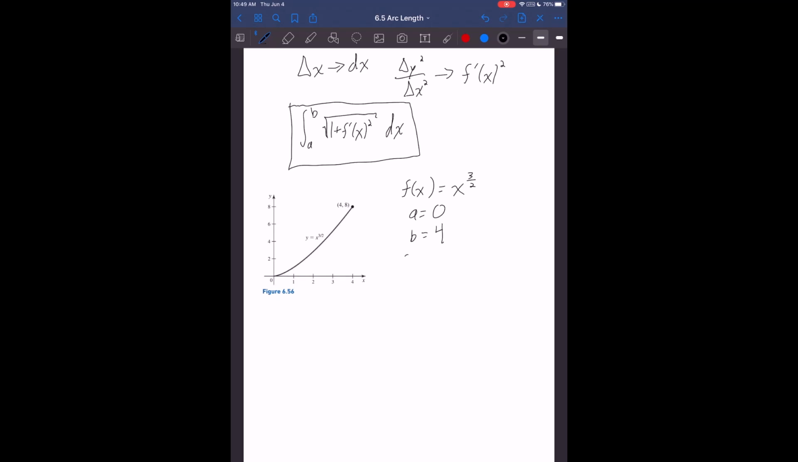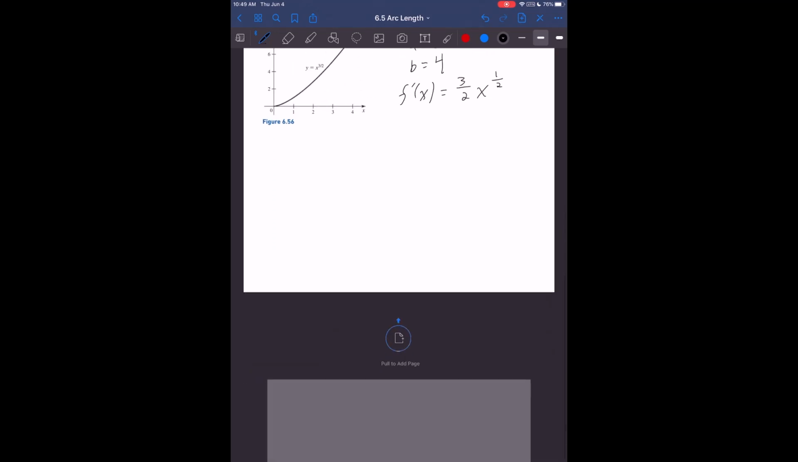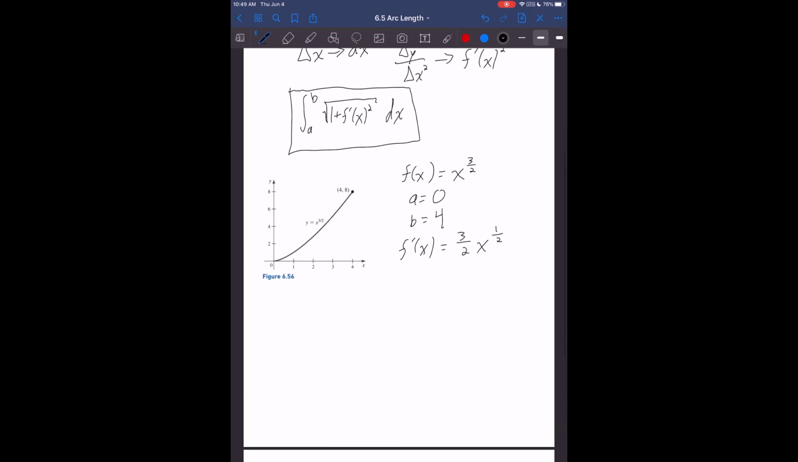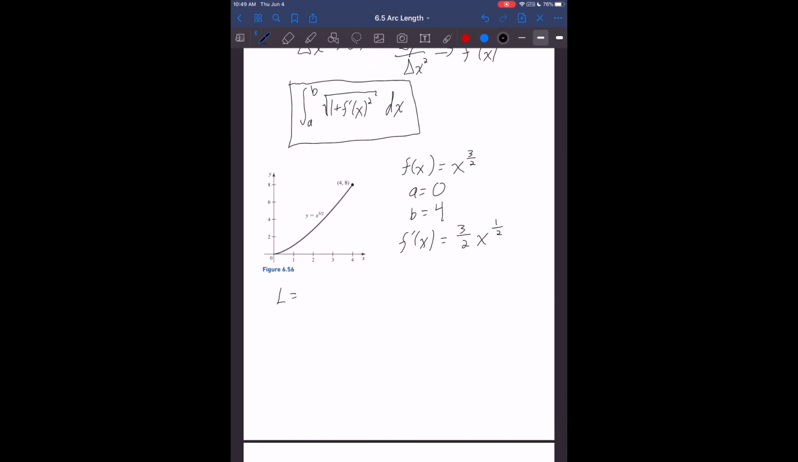So the thing we need now is to figure out the derivative of f. So f prime of x is just going to be 3/2 x to the 1/2. I subtracted 1 from 3/2 to get 1/2. So plugging everything into our formula, we get that the length is equal to the integral from 0 to 4 of the square root of 1 plus 9/4, so that's where 3/2 squared comes from, x dx.